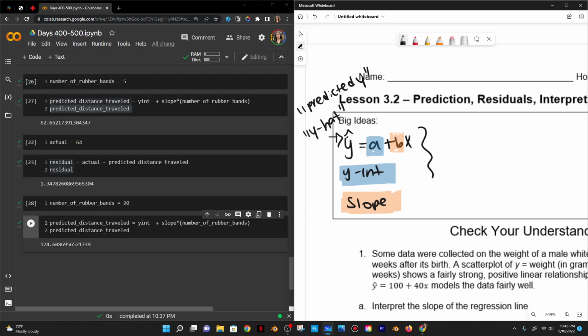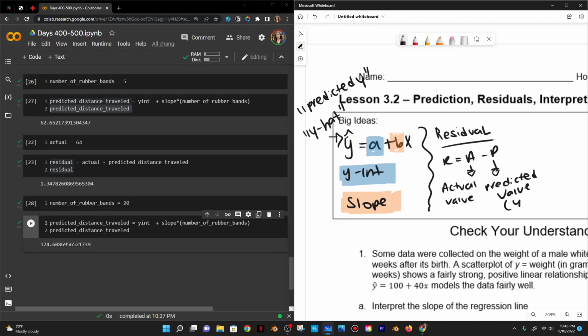And then for the residual, right, the residual is equal to a minus p. So a being your actual value and p being your predicted value, or whatever you get for y hat.